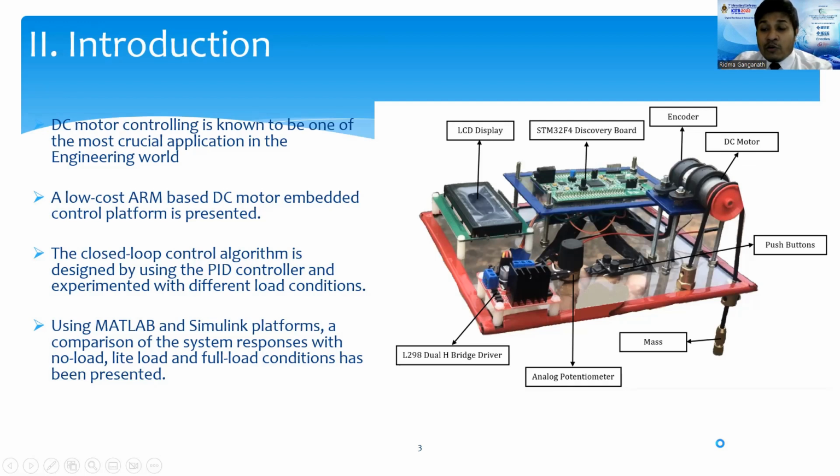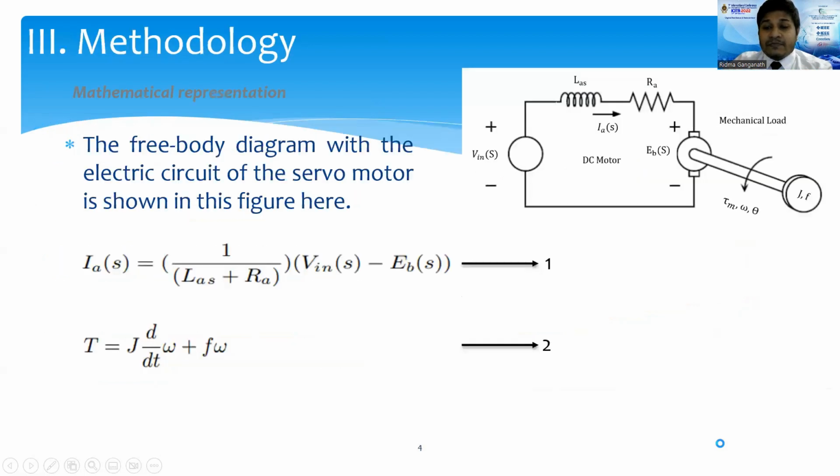In this paper, a low-cost ARM-based DC motor embedded control platform is presented so the students who are following control courses can implement their own prototype at an affordable cost using only a few common components. The closed loop control algorithm is designed using the PID controller, tuned using the classical trial and error method, and the system responses were tested in real time under different load conditions.